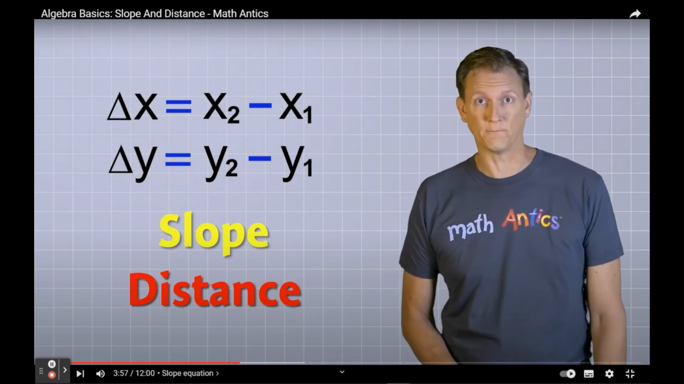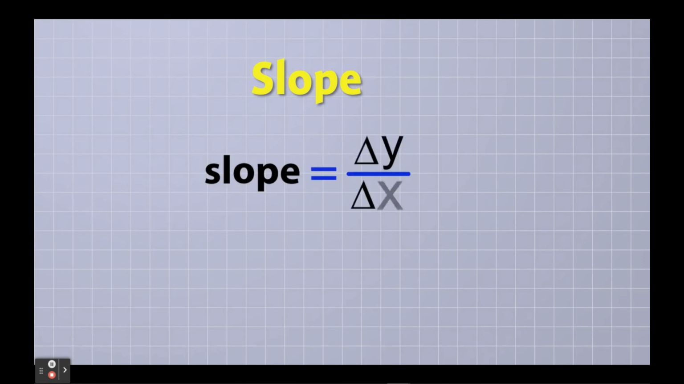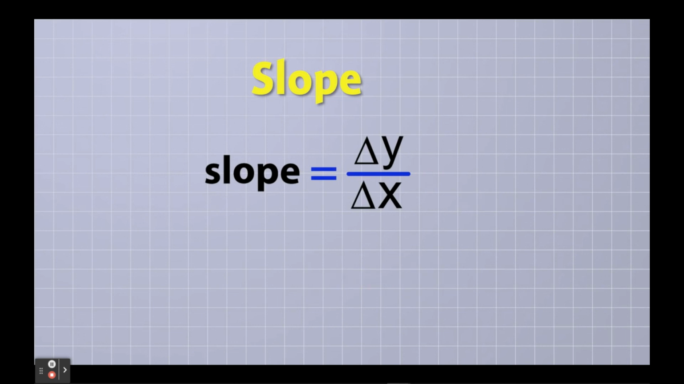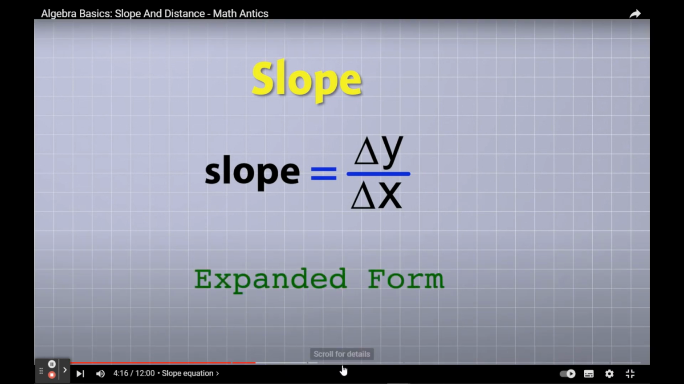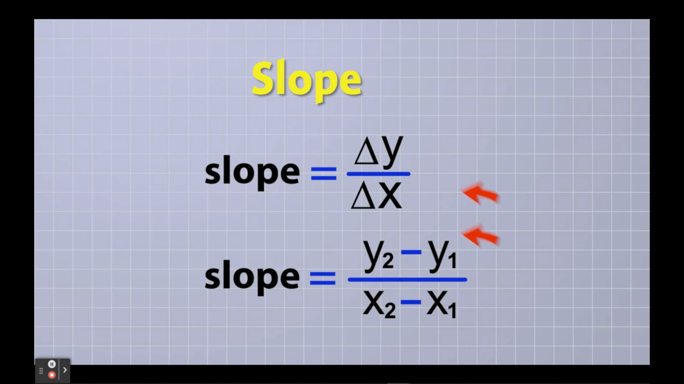What I want to show you now. The equation for the slope of a line looks like this. Slope equals delta y over delta x. Remember that the fraction line means division. So delta y over delta x is the same as delta y divided by delta x. You might also see the slope equation written in expanded form like this. The only difference is that the delta x and delta y have been written out to show the subtractions you need to do to get those values from the coordinates. Either way you want to write it is fine.